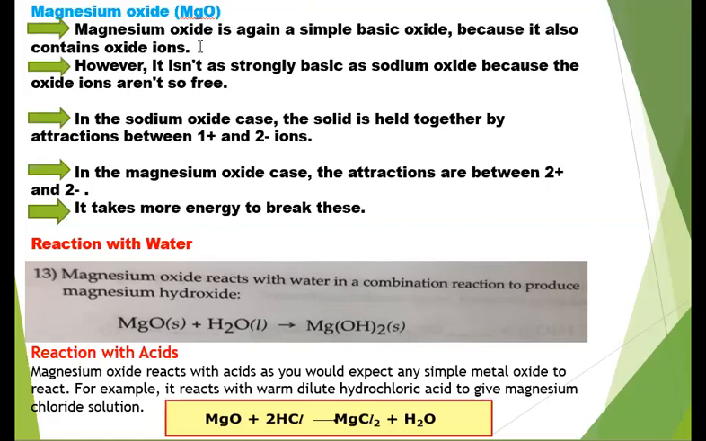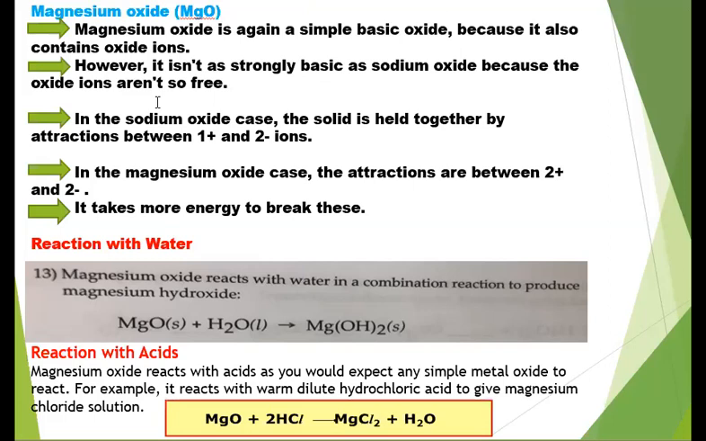There are three questions. The first question is why magnesium oxide is basic? The answer is that it contains oxide ion. The magnesium oxide is not strongly basic as compared to sodium oxide. Why? Because the oxide ions are not so free as in sodium oxide. Now the third question, why are the oxide ions in magnesium oxide not so free as compared to sodium oxide?